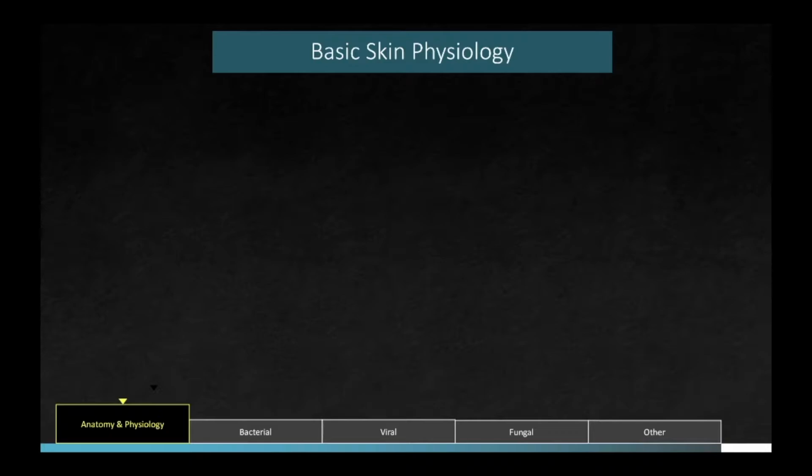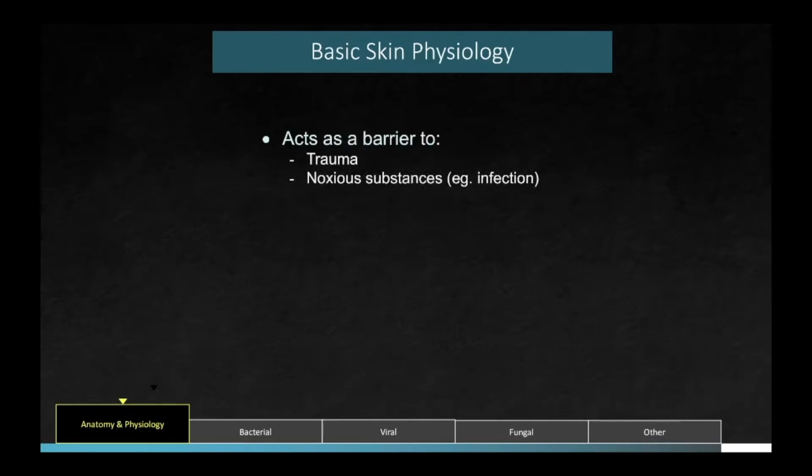Let's look now at basic skin physiology. The skin has a number of very important functions. Firstly, it acts as a barrier to a number of things. For example, it helps to protect against trauma. It also acts as a barrier to a broad range of noxious agents, such as chemicals, ultraviolet light, and the pathological microbes that this presentation is about.